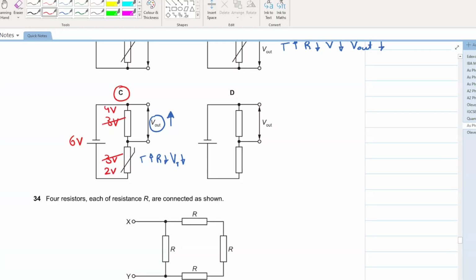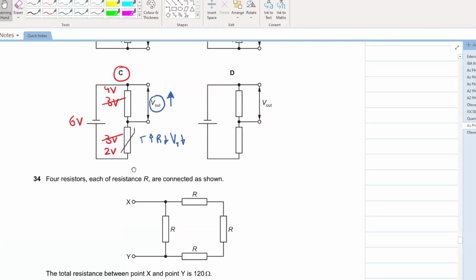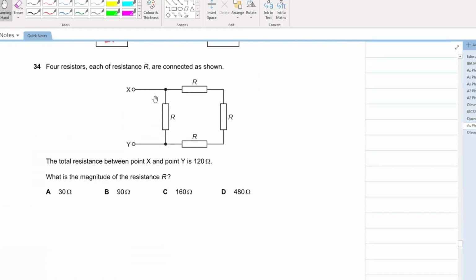चलो आगे बढ़ते. Let's see this. 4 resistors, each of resistance R, are connected as shown. The total resistance between X and Y is 120 ohm. Perfect. What is the magnitude of resistance R? How can you calculate the magnitude of resistance R? Any ideas, geniuses? किस तरह निकालोगे magnitude of resistance? If you analyze, this circuit can be made like this. X, Y. This is your resistance R.